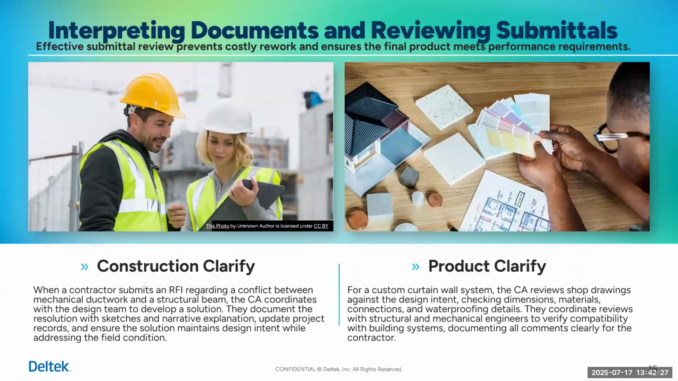So when it comes to interpreting drawings and specs for construction clarity, say a contractor submits an RFI regarding a conflict between the mechanical ductwork and a structural beam. The CA coordinates with the design team to develop a solution. That's what a CA person will do. They're not going to try to be a hero and come up with an answer. No, they want to work with the design team to develop the solution.